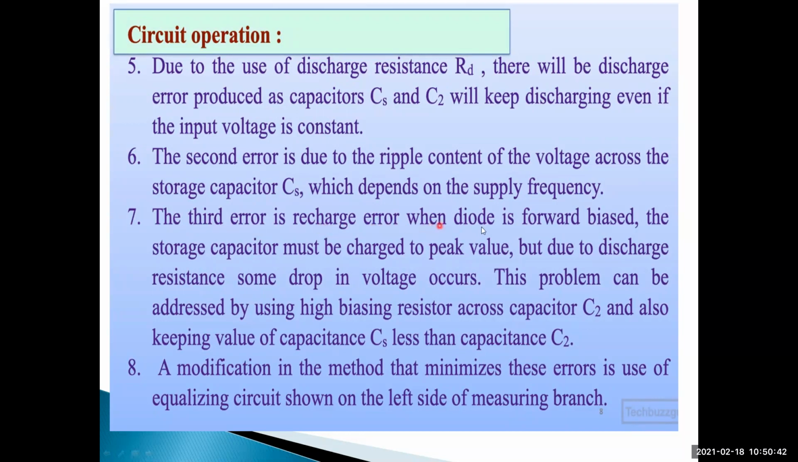Recharge error occurs when the diode is forward biased. The storage capacitor must be charged to a peak value, but due to discharge resistance, some drop in voltage occurs. This problem can be addressed by using a high biasing resistor across capacitor C2, and also keeping the value of capacitor CS less than that of the capacitor C2.